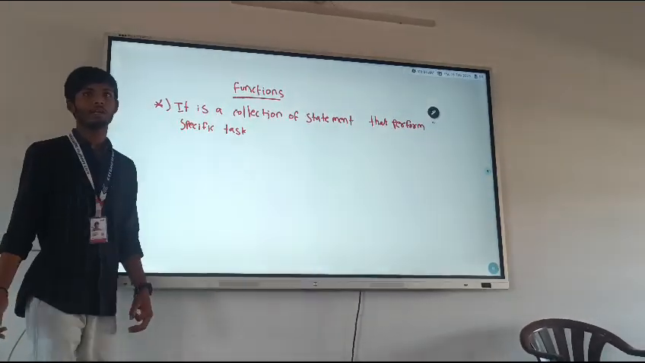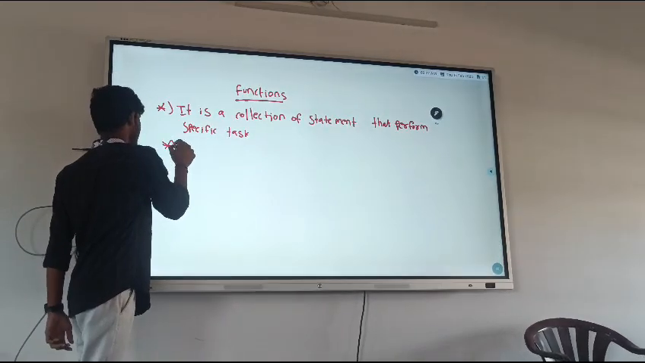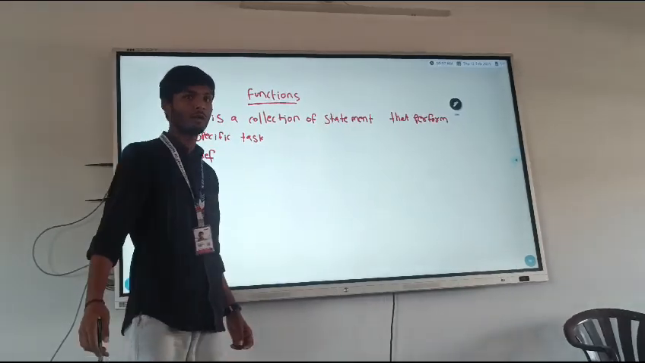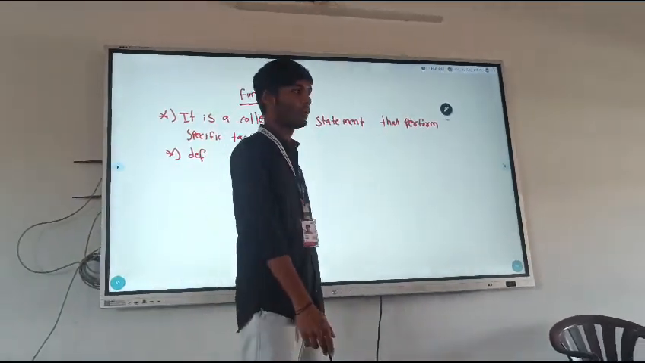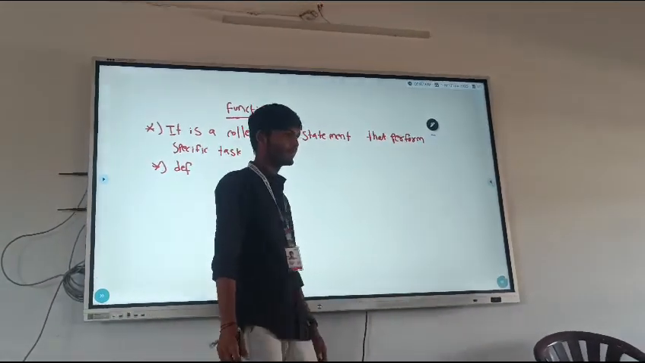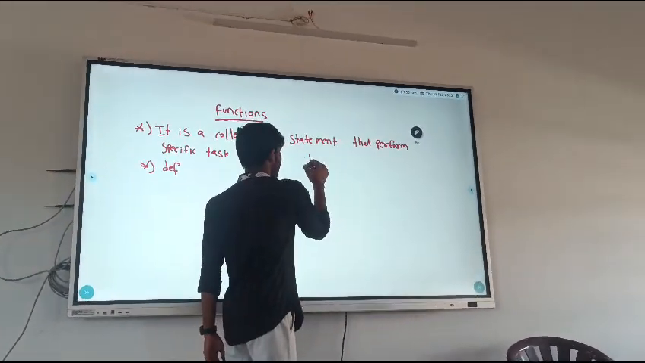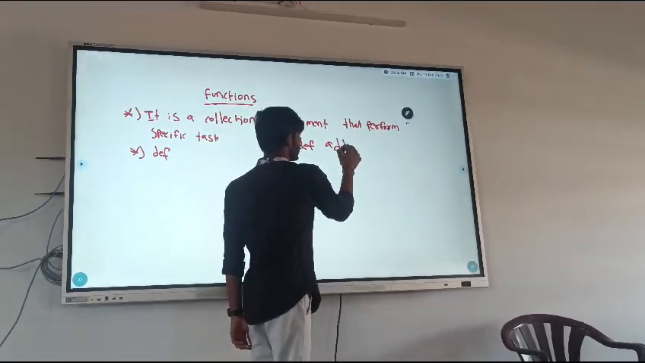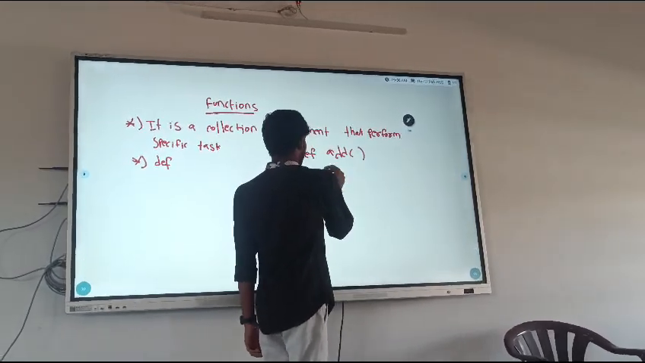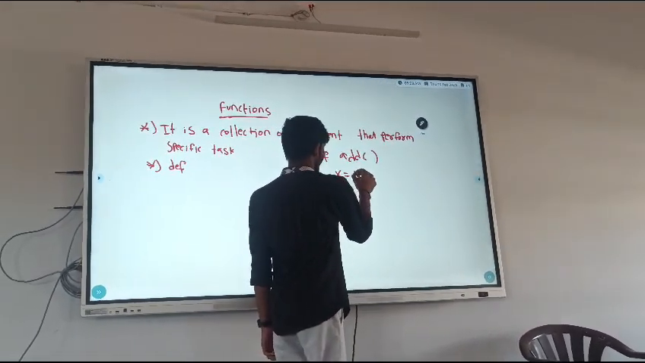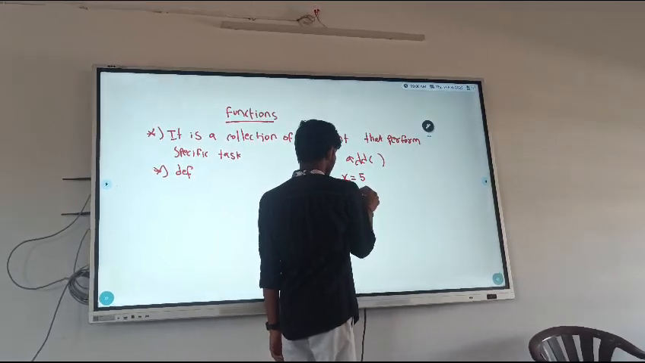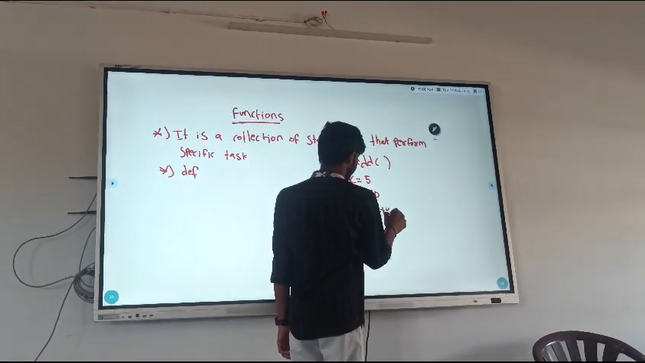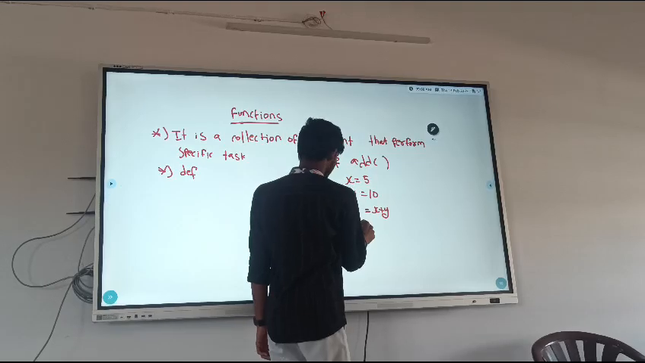We use the def keyword to create a function. I will explain a small example of how to create a function and how to write it. First of all, to start the example, create a function with the def keyword and I will name it add. I say x is equal to 5 as an example, y is equal to 10, and z is equal to x plus y. Let's bring that to life.